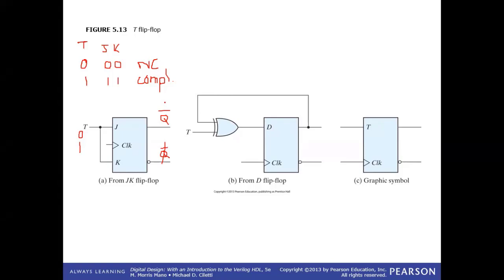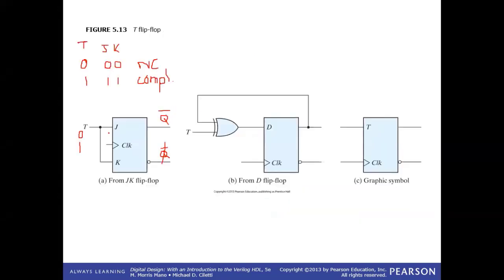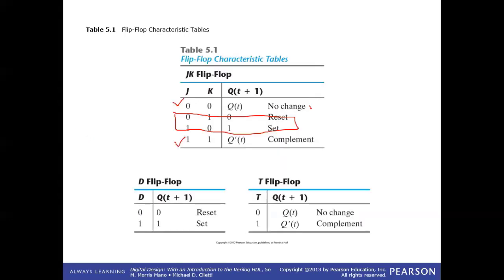Or can you have a state where j is equal to 1 and k is equal to 0? No, sir. So this means that we are only left with two states, which is either the 0, 0 state or the 1, 1 state. And both of these states are controlled by a single switch, that is T. If T is 0, both j and k are 0, 0. If T is 1, both j and k are 1, 1. Which simply means that if T is 0, there would be no change. And if T is 1, the output would be complemented.